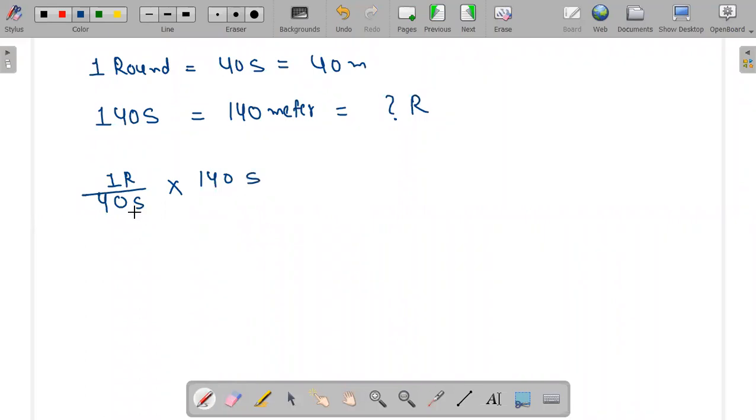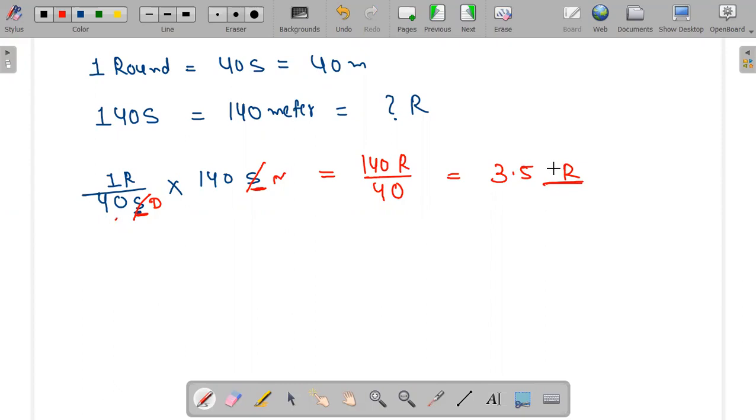Now see that this second is in the numerator and this second is in the denominator. So both of them will get cut. I can cut them. So the total rounds are 140 upon 40, and it will be 3.5 rounds. So it has 3.5 rounds.